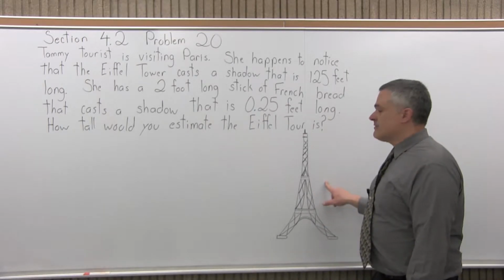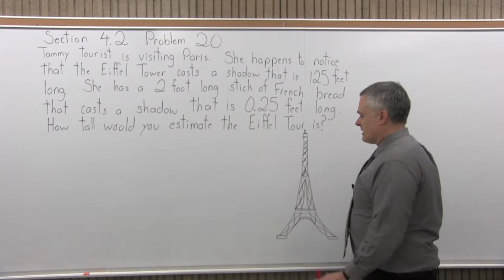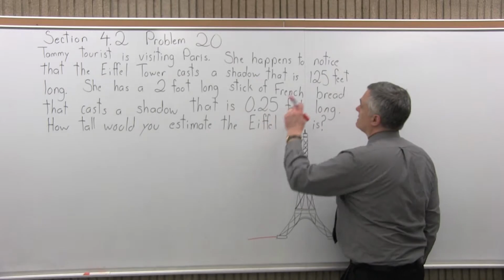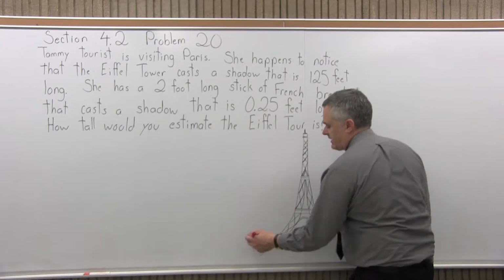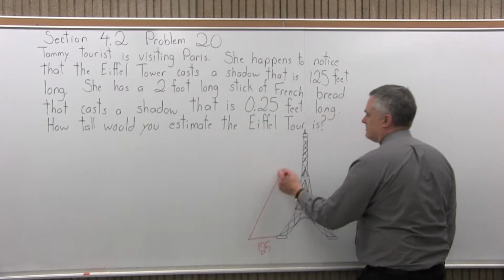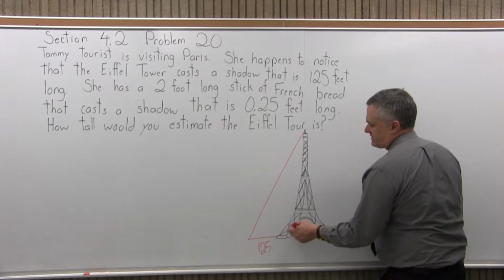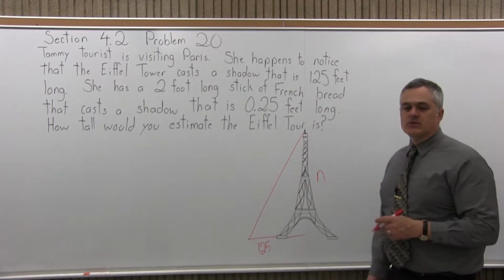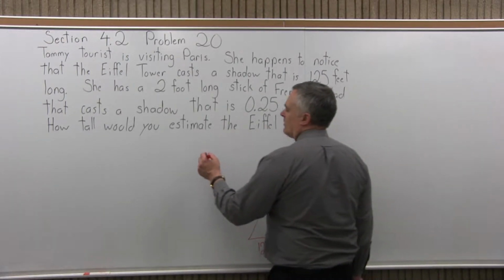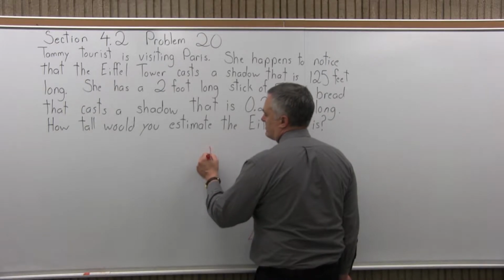So there's a picture of the Eiffel Tower drawn right into the question. It casts a shadow, and it says that the shadow is 125 feet long. And that can be the base of the triangle. And you figure it'd go to the center or the bottom if you really want to do a nice job. The height is unknown, so we can call that n. We have a stick of French bread that we know is 2 feet long. So a lot of times it looks something like that.